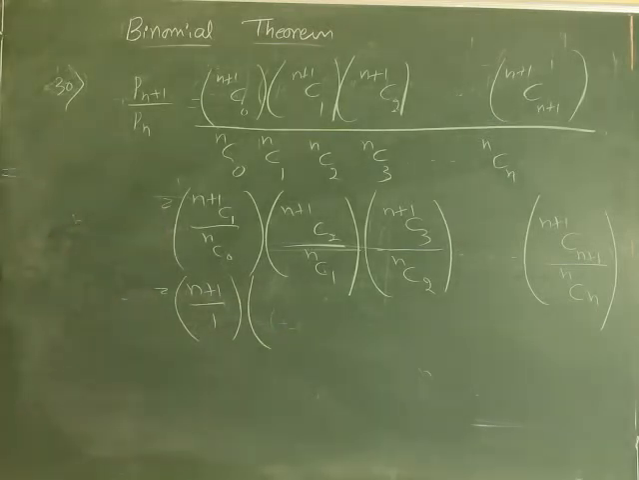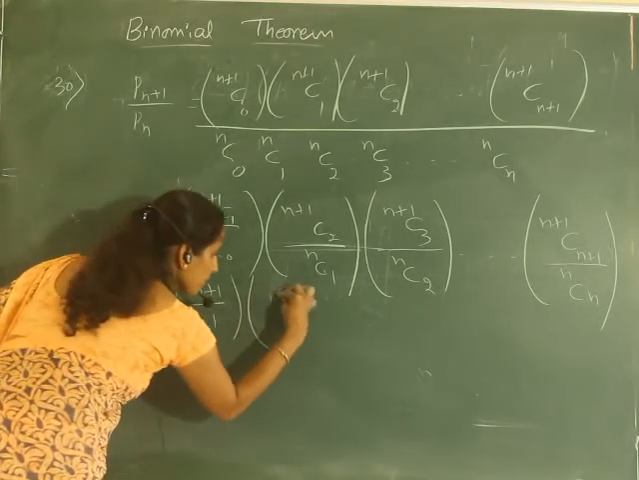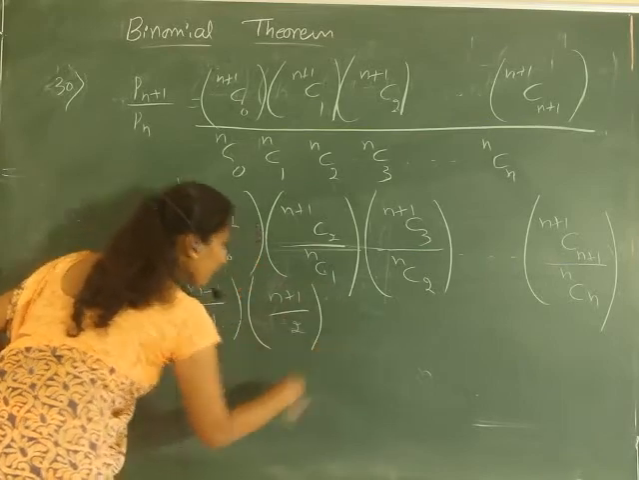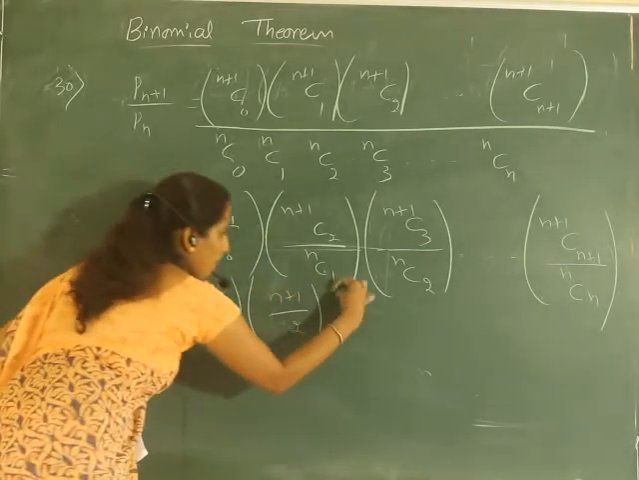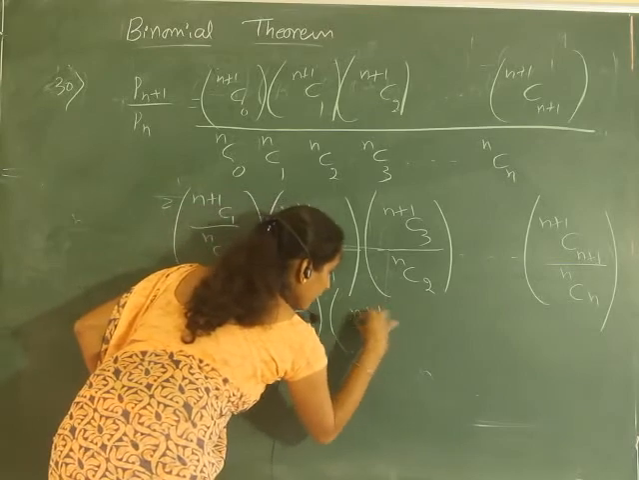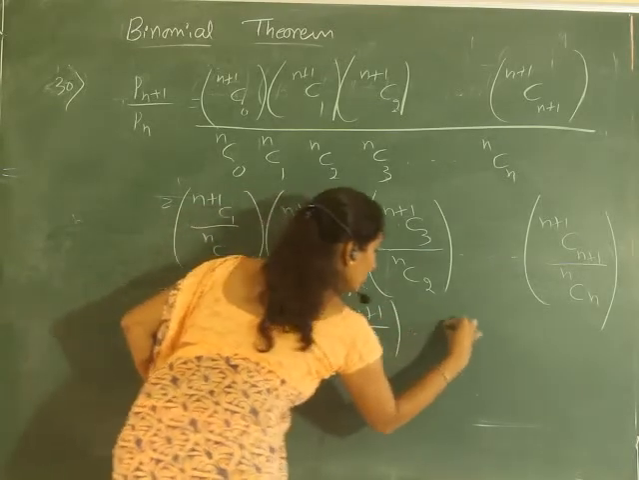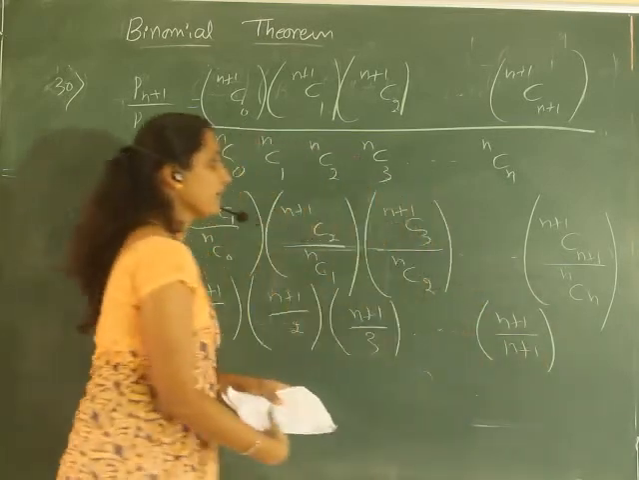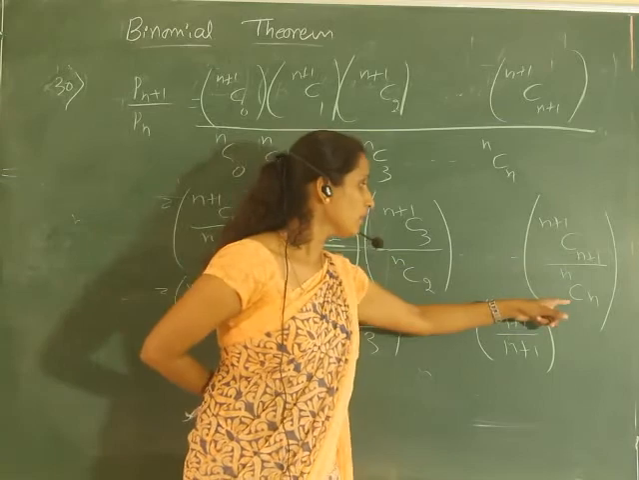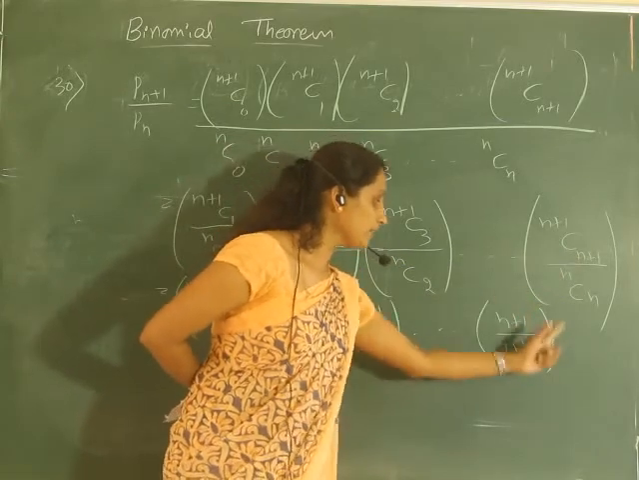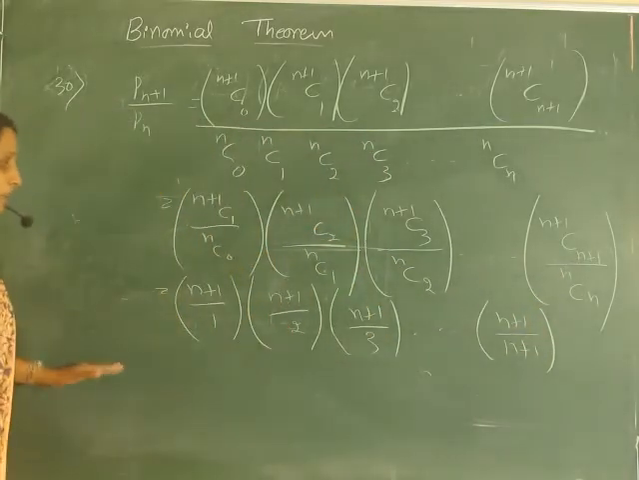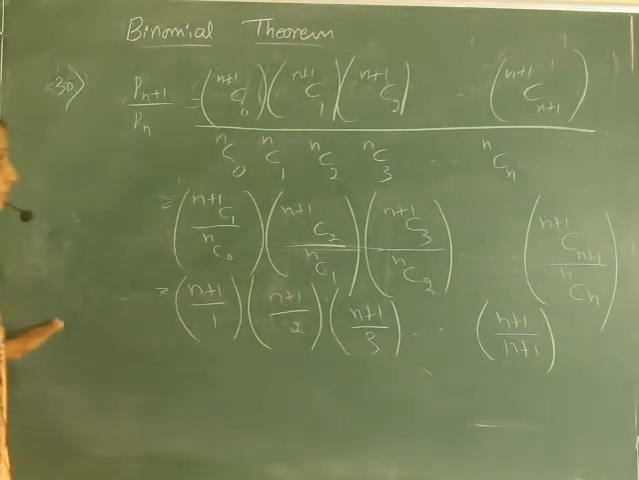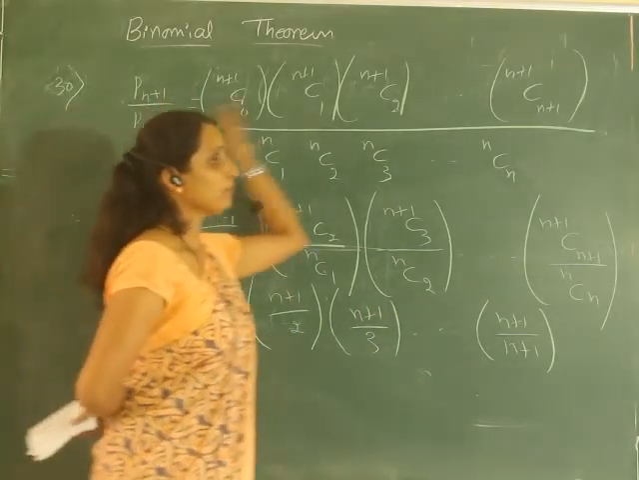Similarly, when we simplify n plus 1 c2 and nc1, when we expand that combination, we get again n plus 1 divided by 2. Next is n plus 1 divided by 3, and so on, up to n plus 1 divided by n plus 1. Here n plus 1 c n plus 1 is 1, and ncn is also 1, so instead of writing that 1, we can write it as n plus 1 divided by n plus 1. Now how many terms are there in this? n plus 1 is the index, totally n plus 2 terms.